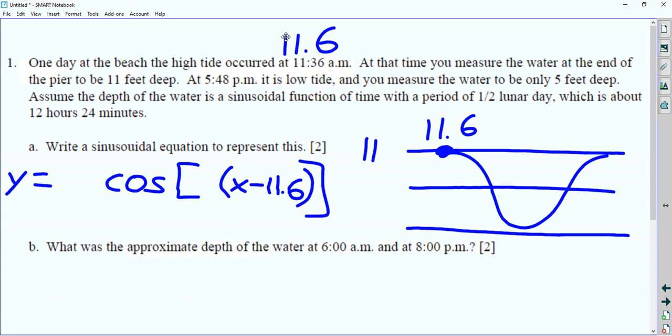our phase shift. Next, we can keep reading and find that at 5:48 p.m. it's low tide, and you measure that at 5 feet deep. Low tide is 5 feet. That doesn't directly go anywhere into our equation. But because low tide is 5, we can now find the middle, and that does go in the equation. The middle between 11 and 5: 11 plus 5 is 16, divided by 2 is 8. That's the middle, which means we are shifted plus 8. Conveniently, it's lined up. That's part of our equation.